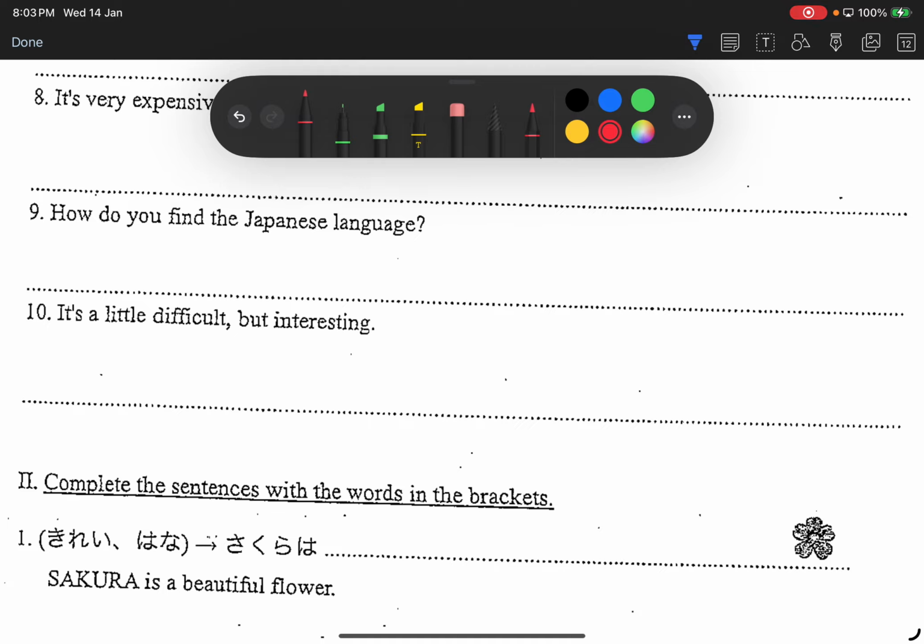I never use the subject, but if you put the subject, you can. ちょっと. Oh, sorry, yes, you forgot to mention the "a little". So ちょっと: それはちょっと難しいですが、面白いです。Okay, so you can use ちょっと or you can use 少し. 少し is fine. So either is fine, both are fine.